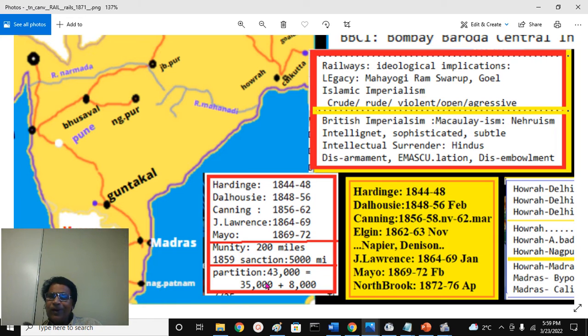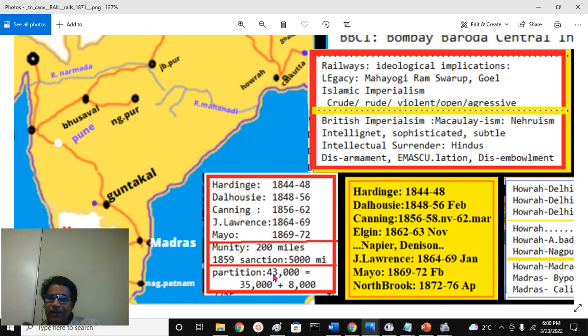That is roundabout 43,000 miles, roundabout 70,000 or so kilometers. That was a very sophisticated railway system. That is also one reason why the British were reluctant to partition India. They partitioned under circumstances when the Congress surrendered to Islamic gangsterism, rioting by the Muslims in India. That is a different story.